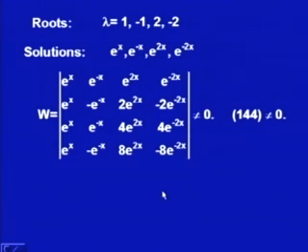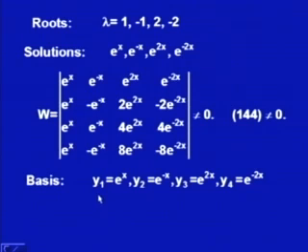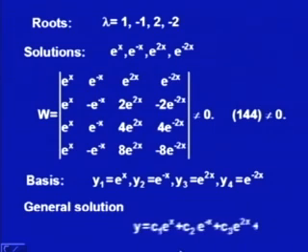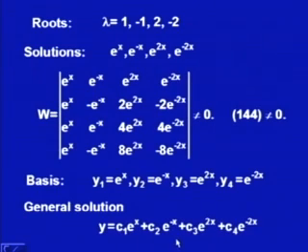So, what will be the basis for the system? The fundamental system of solutions would be y1 as e to the power x, y2 as e to the power minus x, y3 as e to the power 2 x and y4 as e to the power minus 2 x. So, the general solution for the given differential equation would be c1 e to the power x plus c2 e to the power minus x plus c3 e to the power 2 x plus c4 e to the power minus 2 x. So, we have got the general solution for this differential equation.